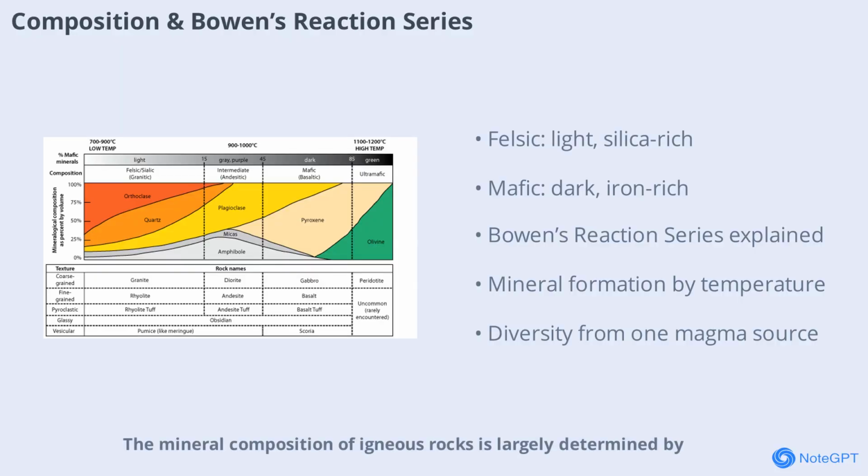Mineral composition of igneous rocks is largely determined by the chemistry and temperature of the magma from which they crystallize. Most igneous rocks are rich in silicate minerals, but the specific types depend on formation conditions. Light-colored, felsic rocks like granite are high in feldspar and silica, while dark-colored, mafic rocks like gabbro are rich in magnesium and iron. Bowen's reaction series helps us predict which minerals will form as magma cools, showing a progression from simple to complex silicates and from calcium-rich to sodium-rich feldspars.